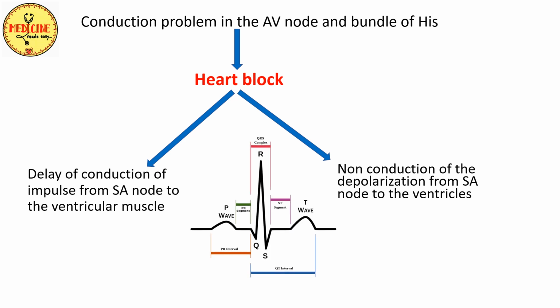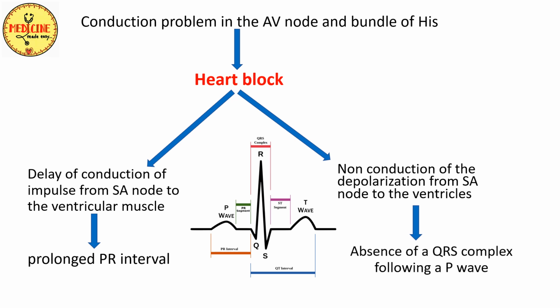We already know that the time taken for a depolarization wave to spread from SA node to the ventricular muscle is shown by the PR interval. So any delay in the conduction of impulse from SA node to the ventricles will be seen as a prolonged PR interval in an ECG. And non-conduction of impulse from SA node will be seen as an absence of a QRS complex following a P wave.